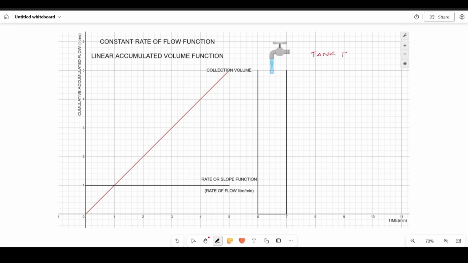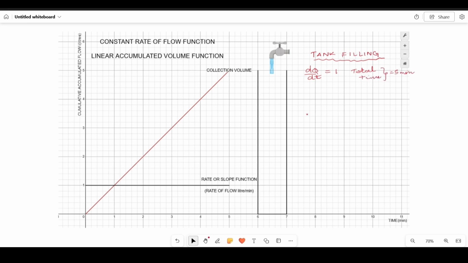Considering the case of the tank filling problem, this is a case of cumulative accumulation inside a tank. Let us define the problem. The rate of accumulation dq by dt is given as 1 liter per minute, and the total time for accumulation is 5 minutes.